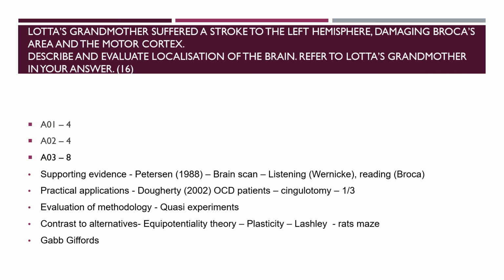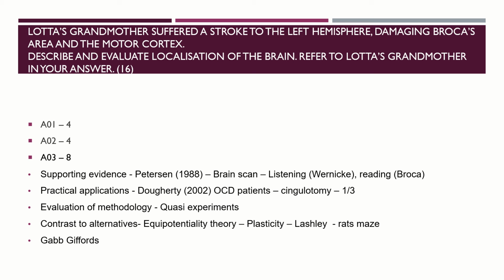Then the kind of evaluation you could talk about. For 8 marks, you'd want to do 2, possibly 3 evaluation points, but remember, you want that PEEL structure. A strength is, for example, supporting evidence with Peterson and the brain scans. They found that when people were listening, Wernicke's area lit up, and when people were reading, Broca's area lit up. This supports the idea of localisation because it suggests that when you are conducting a certain function, a certain part of the brain is specifically involved in that.